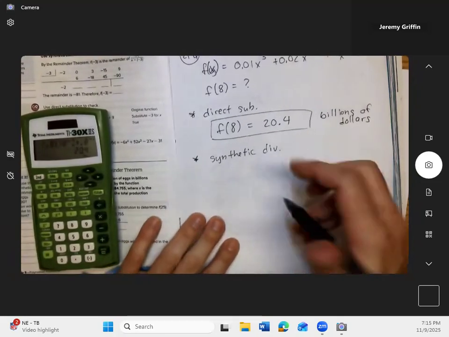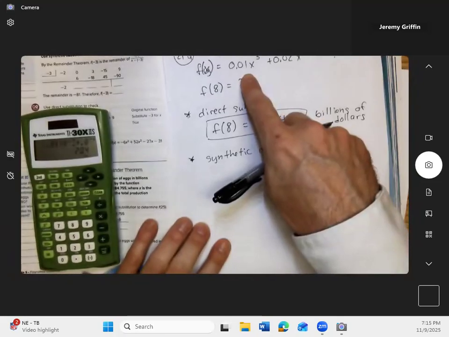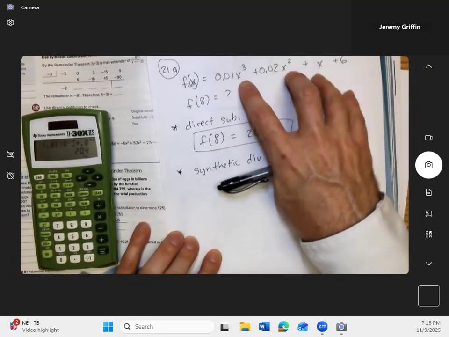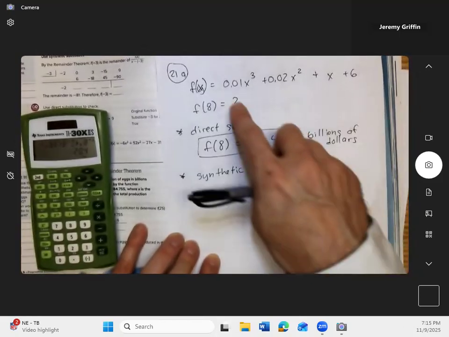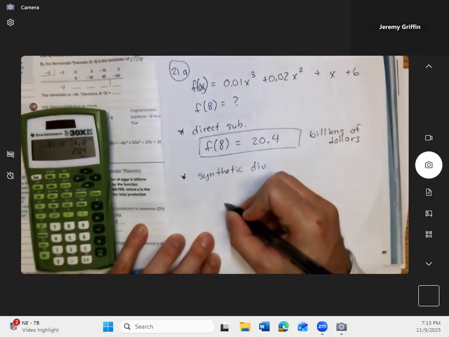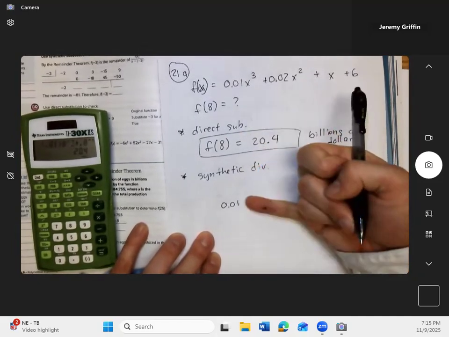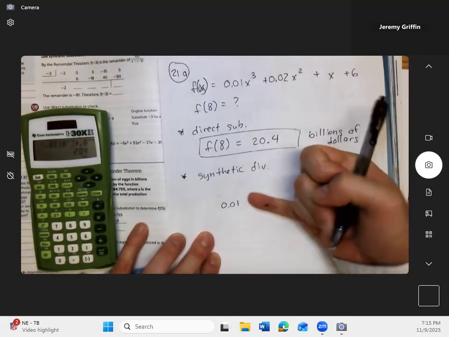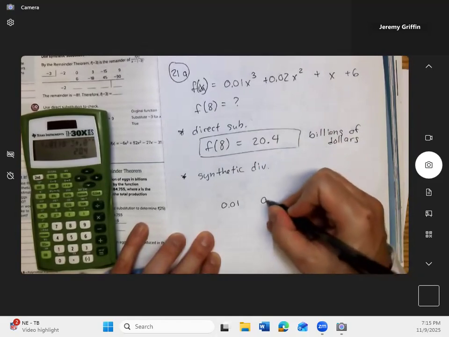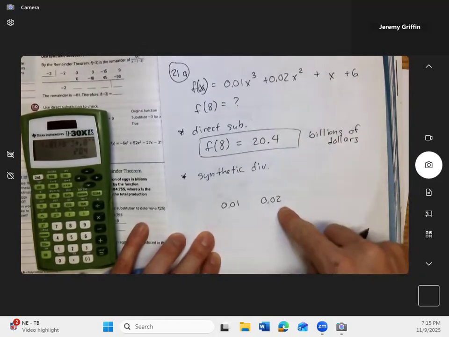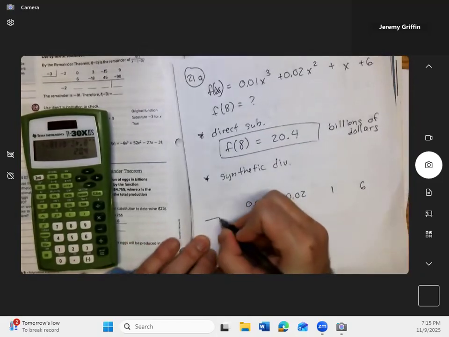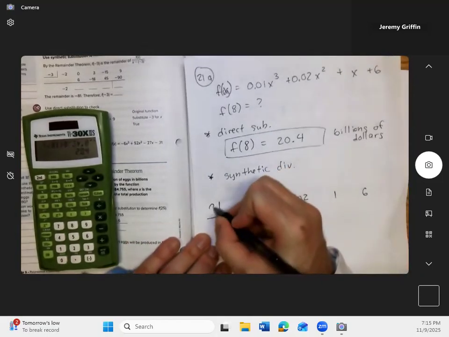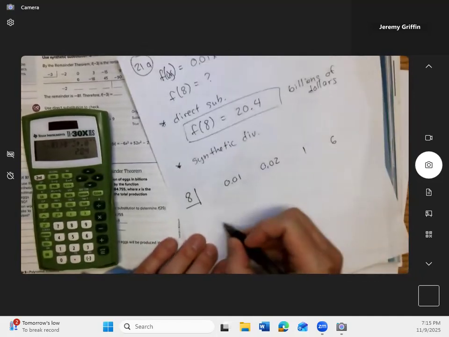Let's try it with the synthetic division method. So, all right, I'm not missing any powers of x. The powers of x go 3, 2, 1, 0. So I'll copy down the coefficients as they are. Got 0.01. You could also express this as 1 over 100 if you wanted to. I got 0.02. That could be 2 over 100 or 1 over 50. I got a 1 and a 6. Okay. And then we're trying to plug in 8. So I'll put 8 in this box right here.